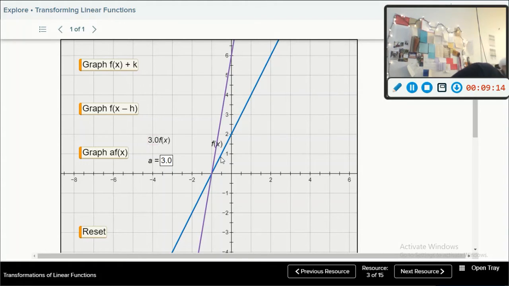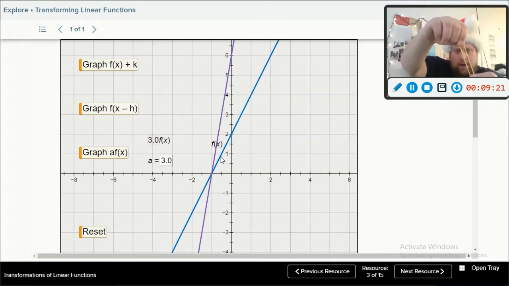Ooh, I got a perfect rubber band. Boom. So look at my little view mirror right there if you can see it. I have this rubber band, right? And if I stretch it vertically, notice how it gets steeper. If I stretch it horizontally, it gets less steep, right? So just keep that in mind.